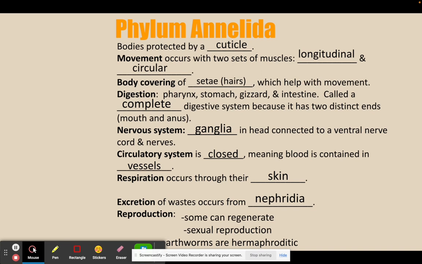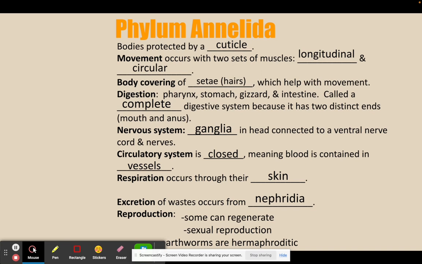They too have bilateral symmetry because that's a true characteristic of all of these. So they are going to have that cephalization. They actually have ganglia in the head, which is connected to the ventral nerve cord and nerves. So it's not necessarily a brain, but we're getting much more sophisticated in terms of being able to not only detect light, but also the moisture in the soil and the direction that they need to go. The circulatory system is closed, which actually means that there's blood that's contained in the vessels.